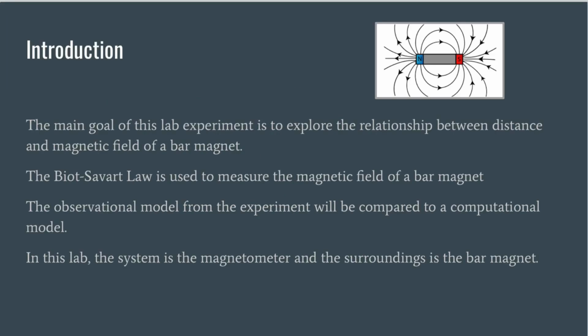The main goal of this lab experiment is to explore the relationship between distance and magnetic field of a bar magnet. The Biot-Savart law is used to measure the magnetic field of a bar magnet. The observational model from the experiment will be compared to a computational model to see how their magnetic fields differ. In this lab, the system is the magnetometer and the surroundings is the bar magnet.